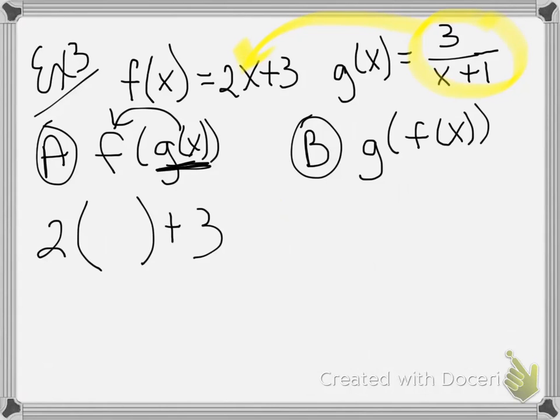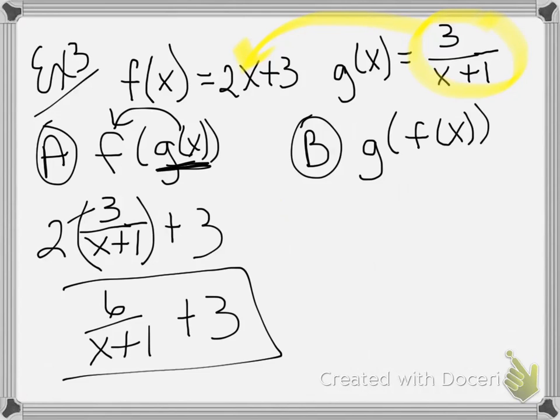I left that blank so that I could put g of x in there, and that's where the 3 over x plus 1 goes. Now I've composed my two functions, and I can simplify a little bit. 2 times 3 is 6 over x plus 1 plus 3 gives me the answer of f of g of x. Then when I do g of f of x, I'm going to go the opposite direction.